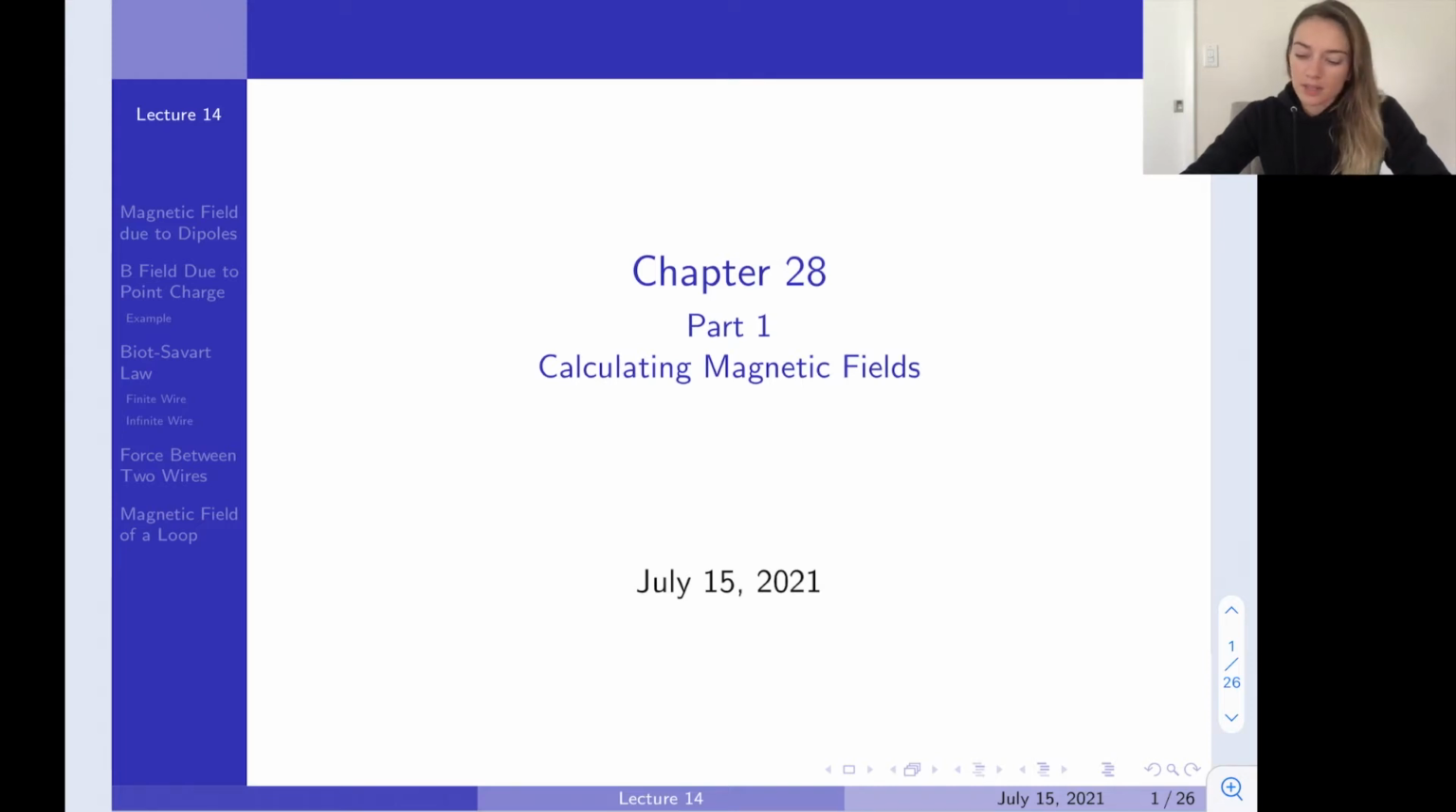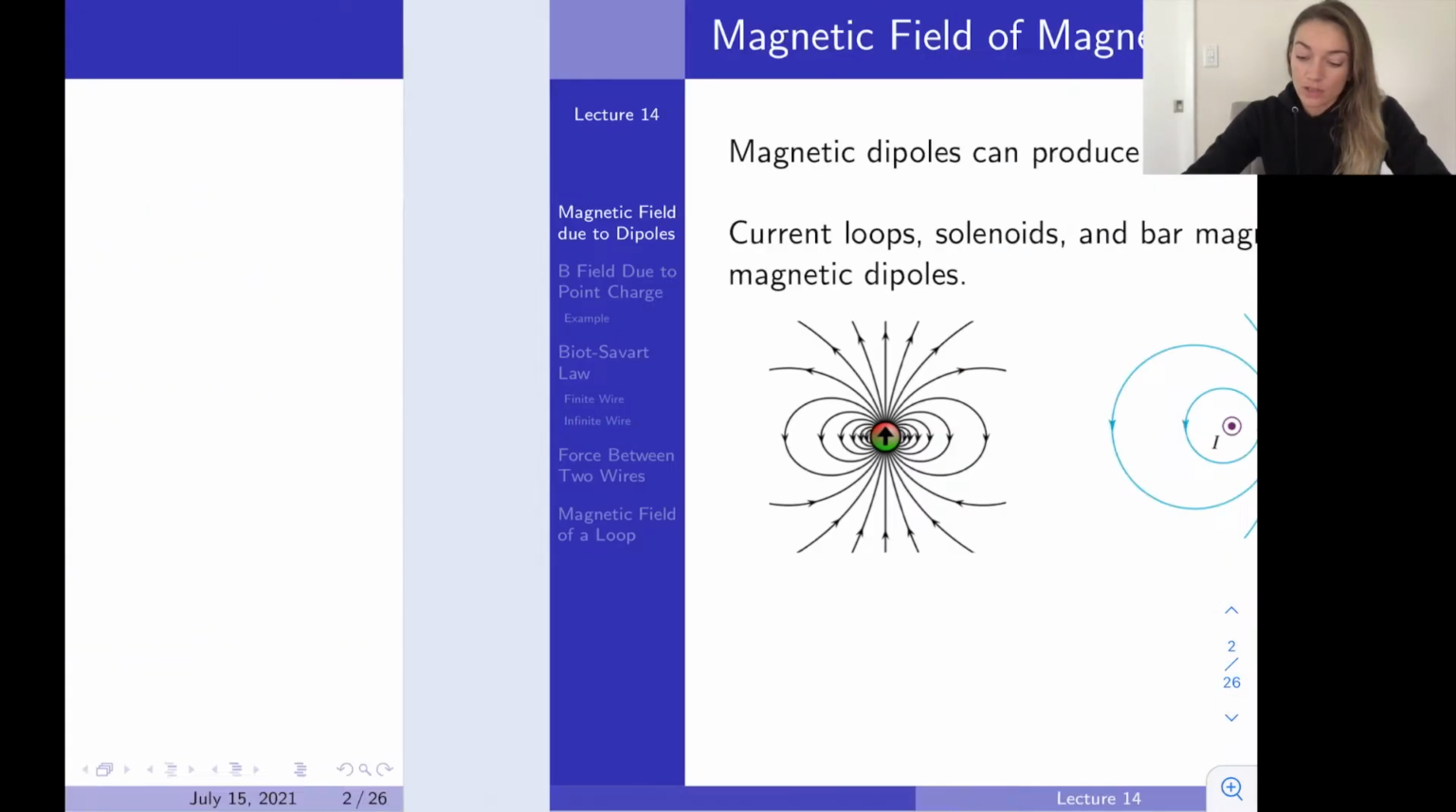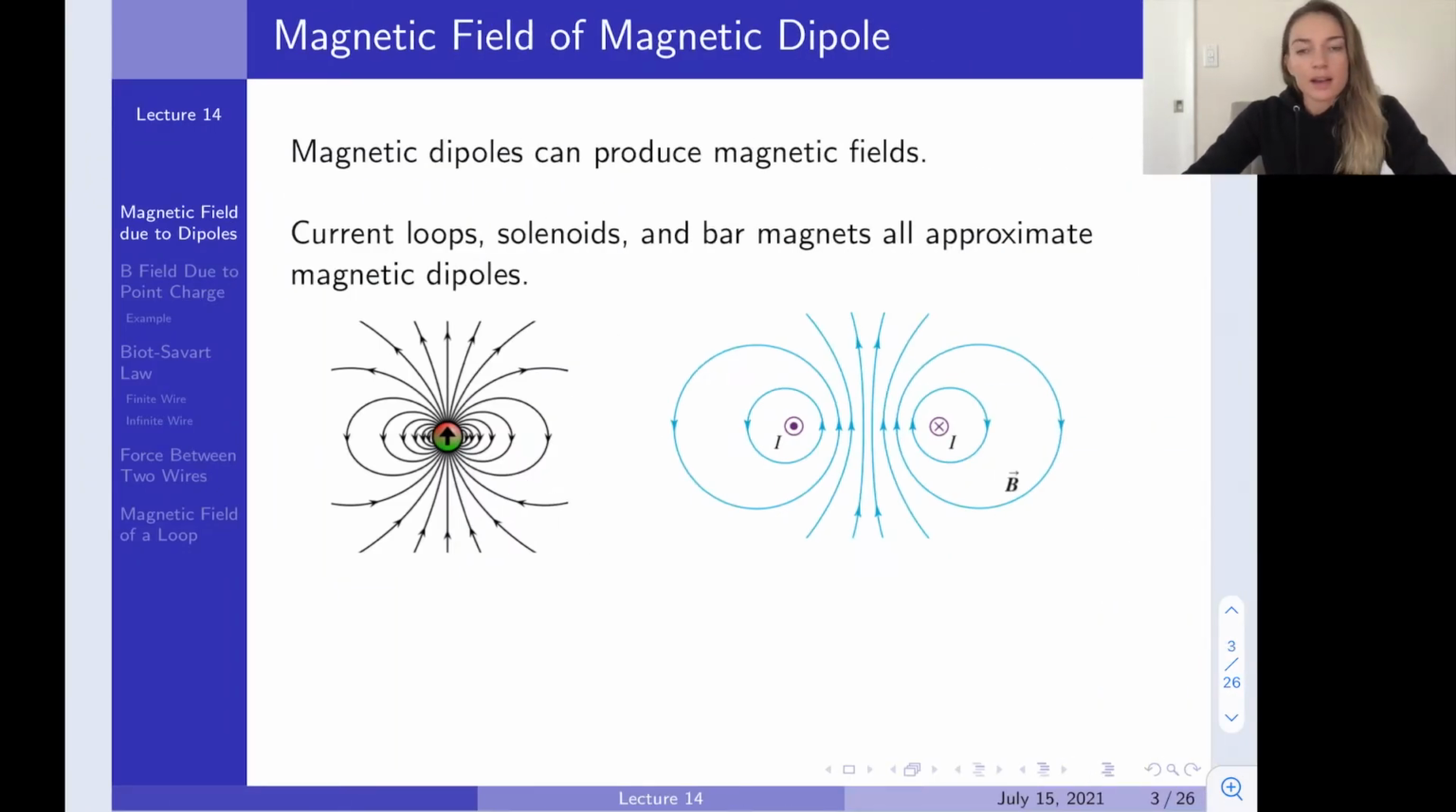All right, so today we're going to be starting chapter 21. So we're going to start actually calculating magnetic fields and seeing how magnetic fields are actually formed now. So the first thing, I want to go back a little bit to magnetic dipoles. Now we're not actually going to be calculating the magnetic field of dipoles because it is somewhat complicated. So we're sort of just going to be seeing their qualitative form.